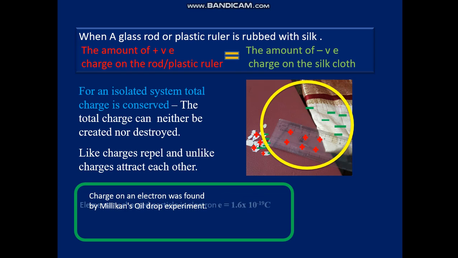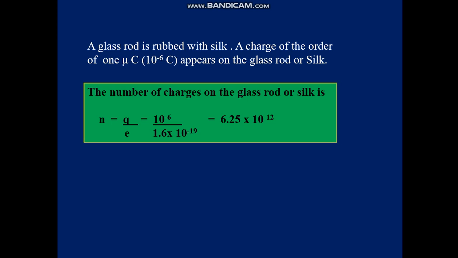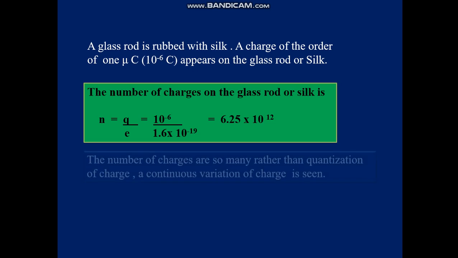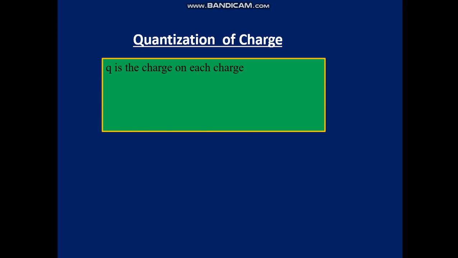By Millikan's oil drop experiment, it was found e is equal to 1.6 × 10^-19 coulomb. A glass rod, when it is rubbed with silk, a charge of the order of 1 microcoulomb, 10^-6, appears on the glass rod. The number of charges can be found as the ratio of q upon e, that is 6.25 × 10^12. The number of charges is so large that, rather than quantization of charge, a continuous variation of charge is seen. Well, let us see what exactly quantization of charge is.